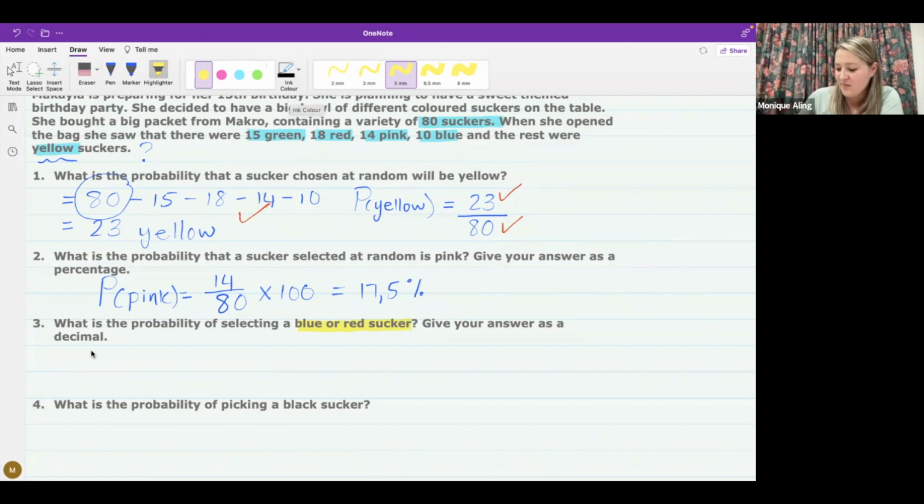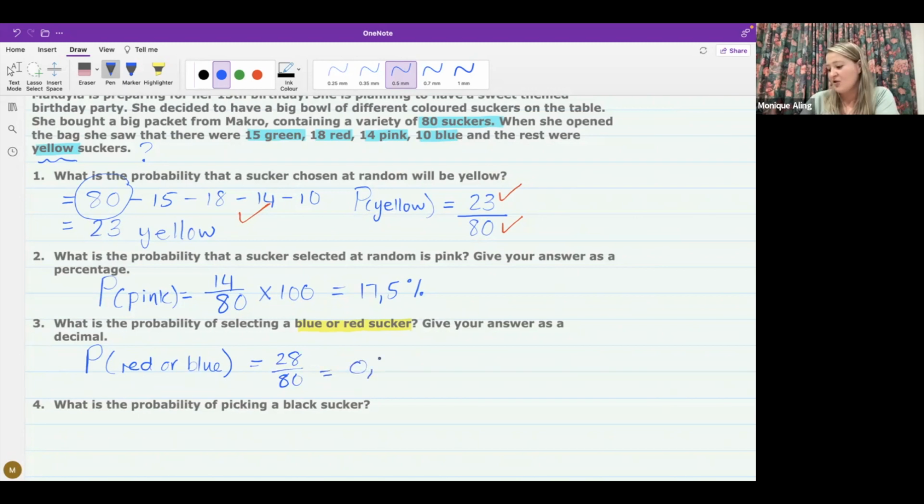Okay, so probability. Oh, doing it in highlighter. It was red or blue. And if you add the red and blue together, it's 10 plus 18. So it's 28 over 80. And we want it in decimal form. So you just press the S-D button and you get 0.35.